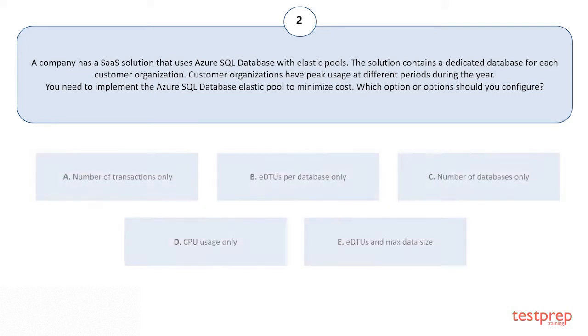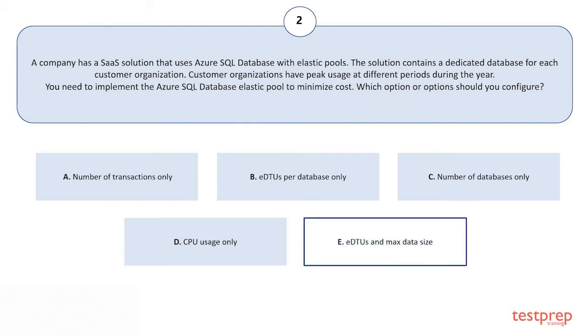Your options are: A. Number of transactions only. B. eDTUs per database only. C. Number of databases only. D. CPU usage only. E. eDTUs and max data size. The correct answer is option E.